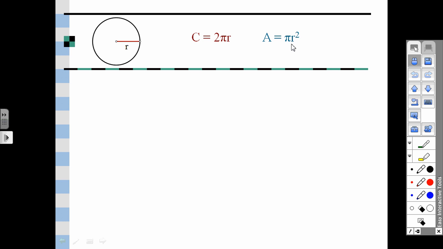And then the area formula, which is pi r squared. So really make an effort not to get these confused if you tend to do that, because we'll use them a lot in this section.